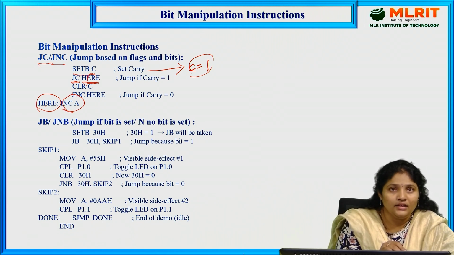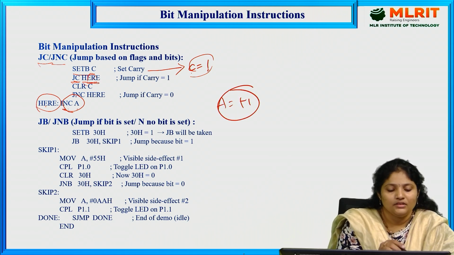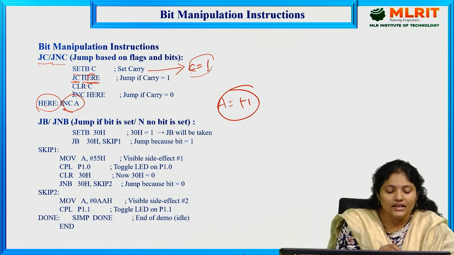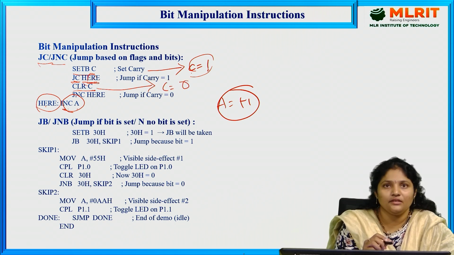So here what I have written is increment A. A will be incremented with the +1 operation. After that I have cleared C. Clear C means the carry will get into 0.